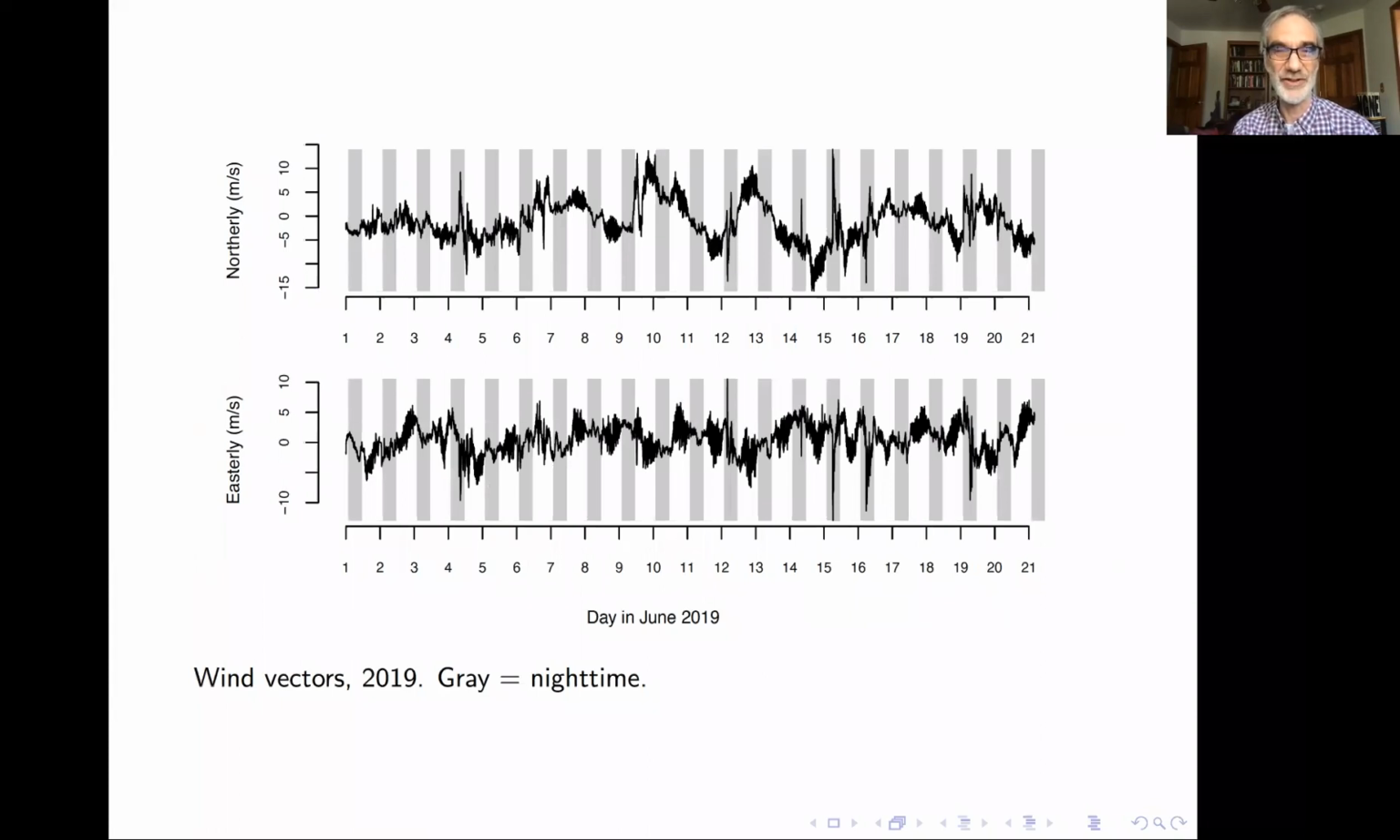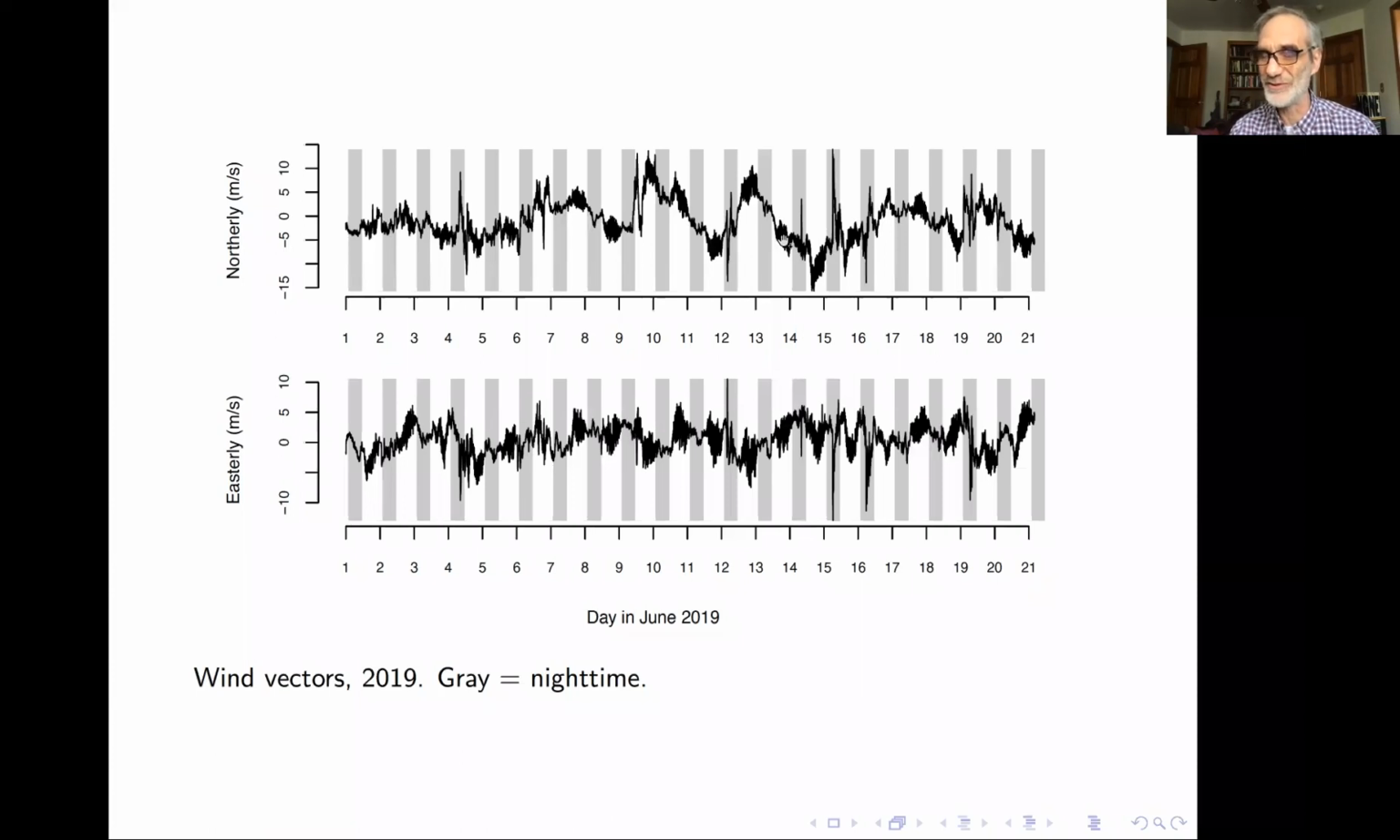And what can you see looking at these pictures? Well, you can see there's a lot of fluctuations on short time scales. Some of these fluctuations are quite sudden and transient, which is the kind of thing that you wouldn't get from a Gaussian process. If you look carefully, you might see that there's more wiggling around during the white spaces than the gray spaces.